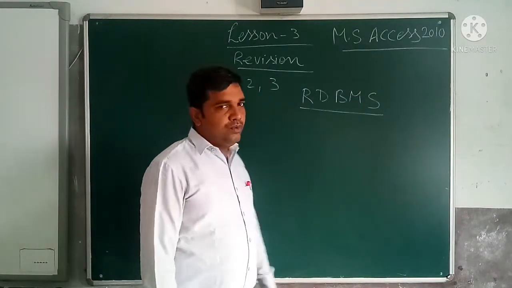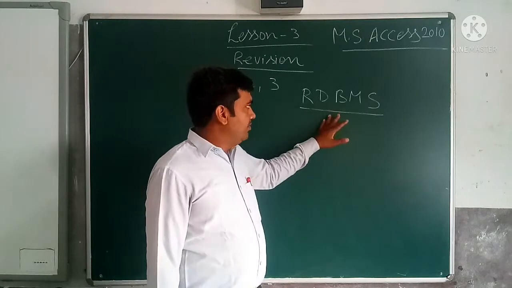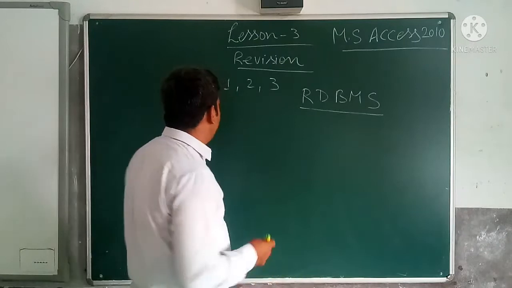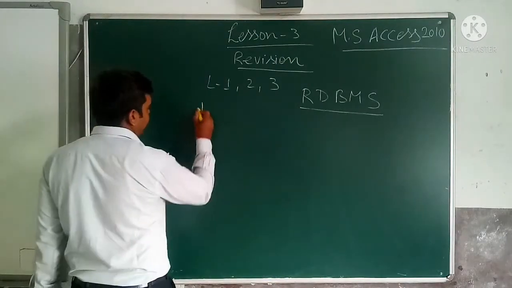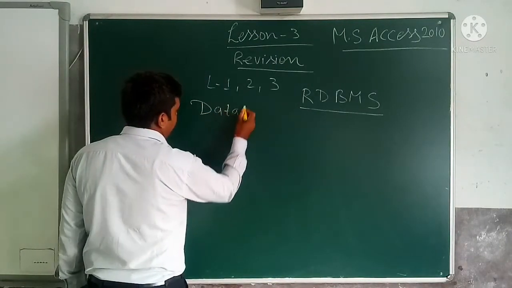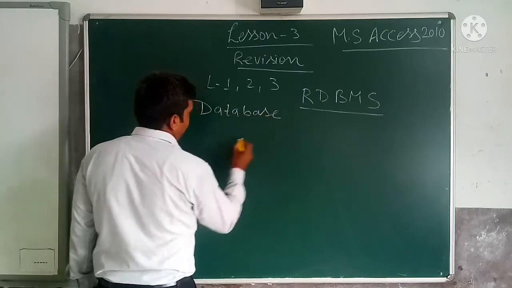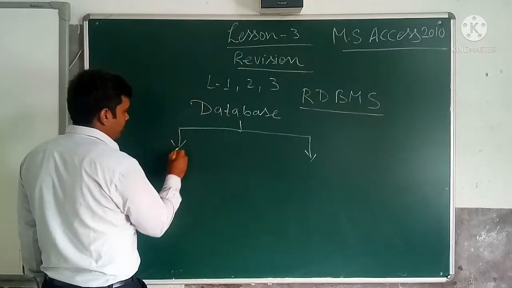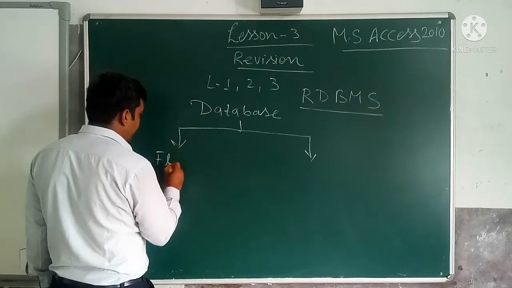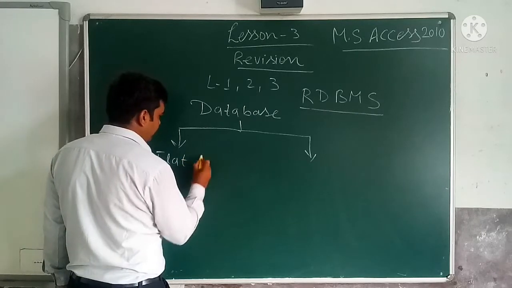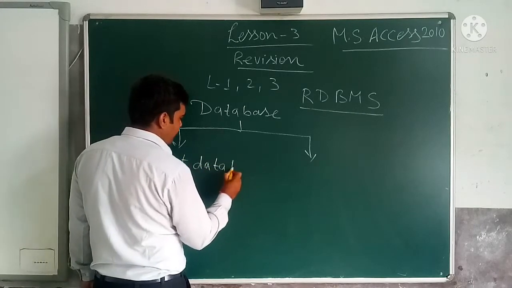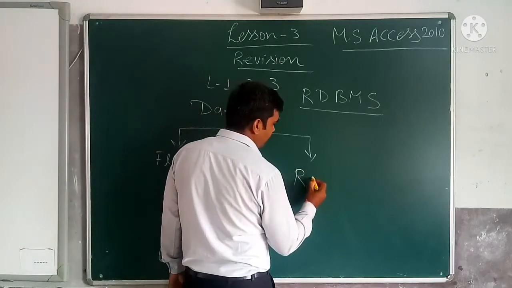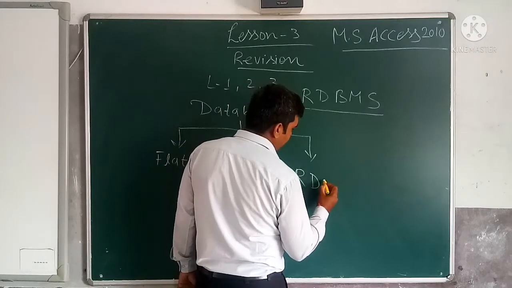So the database is of two types: a flat database and a relational database, which is called the RDBMS, relational database.